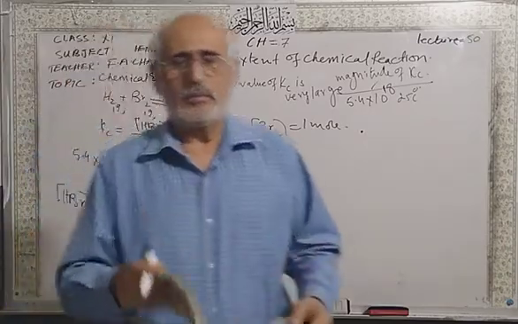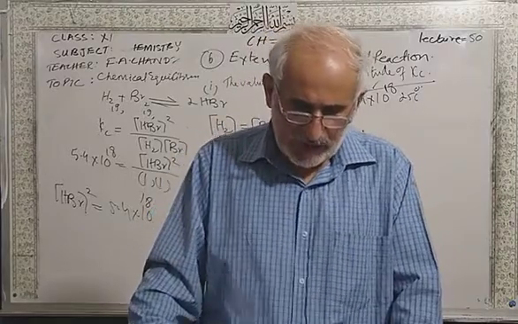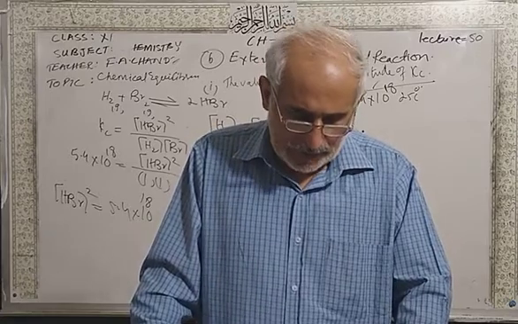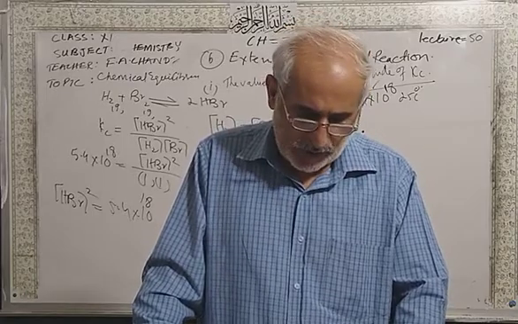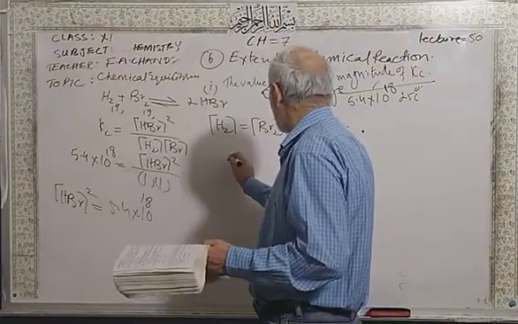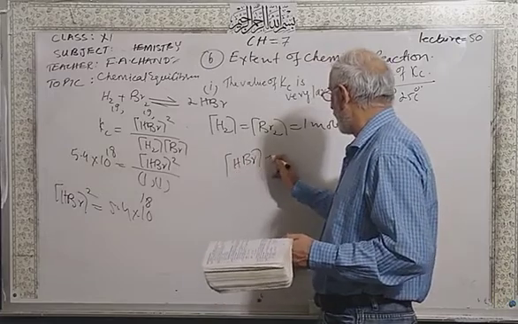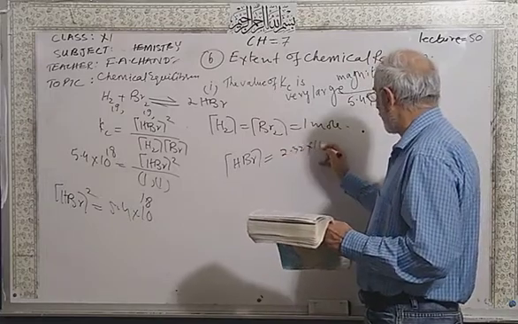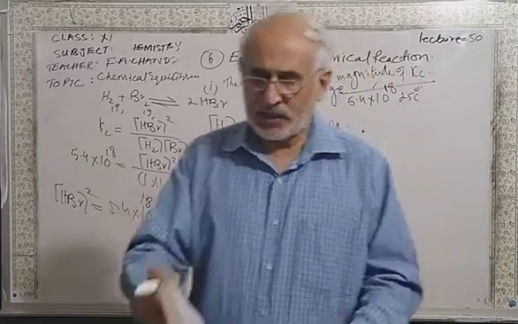So students, the concentration of hydrogen bromide squared equals 5.4 into 10 raised to power 18, the value of Kc. Take the square root of both sides, and you get the concentration of hydrogen bromide is again very high, 2.32 into 10 raised to power 9 moles. Again, a very high concentration you find.